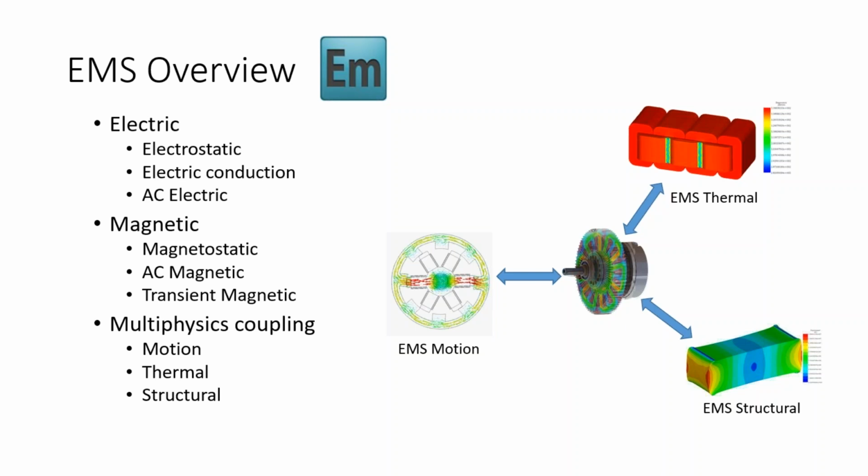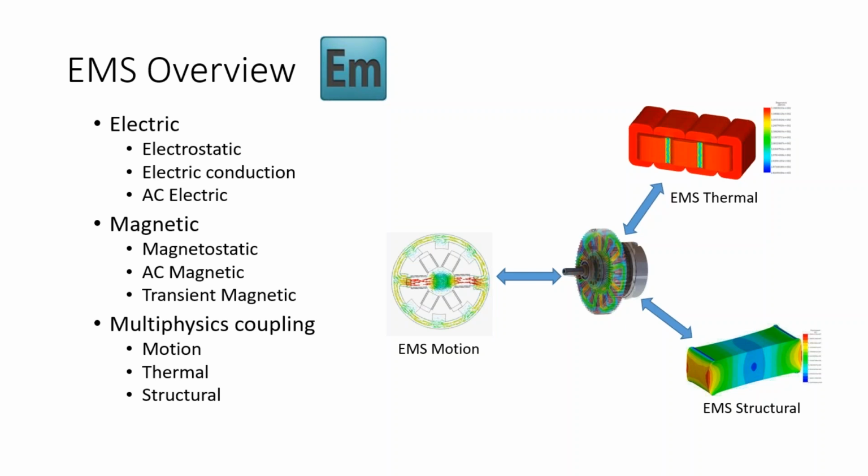And now we also have these AC modules, AC electric and AC magnetic. They are used for frequency domain analysis of electric or magnetic fields. By using them, you can see what kind of field plots, field results, impedances, forces and torques and losses you can get for specific frequencies of voltage or current excitation.